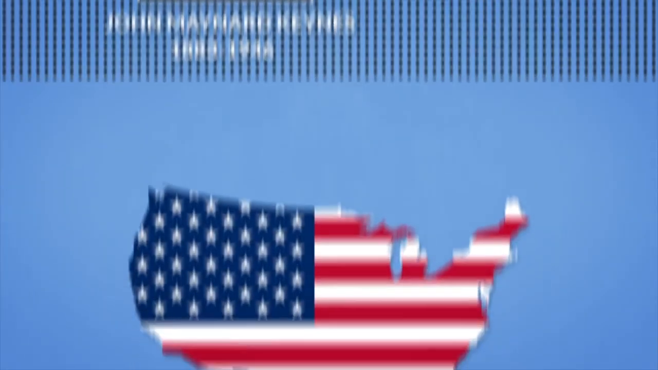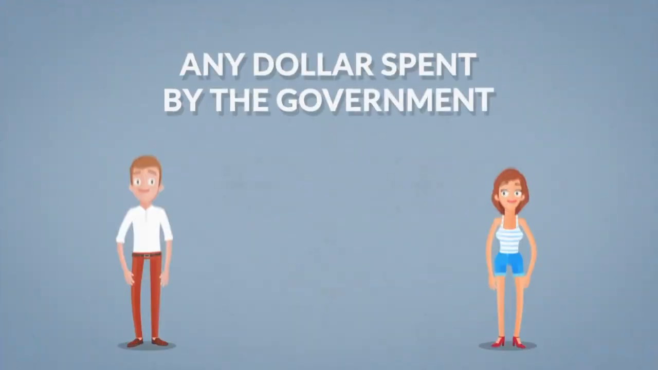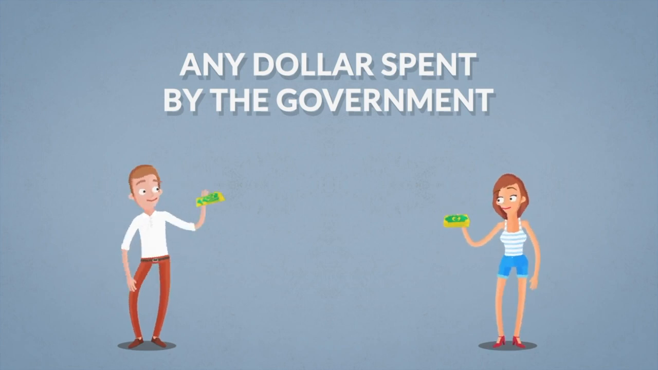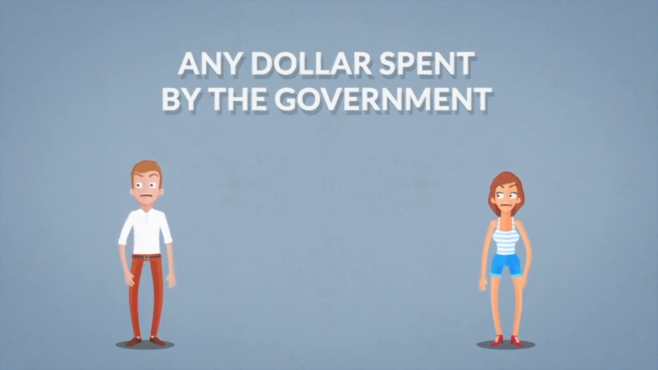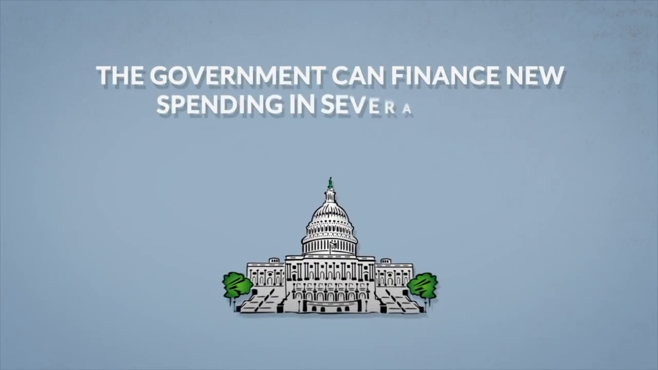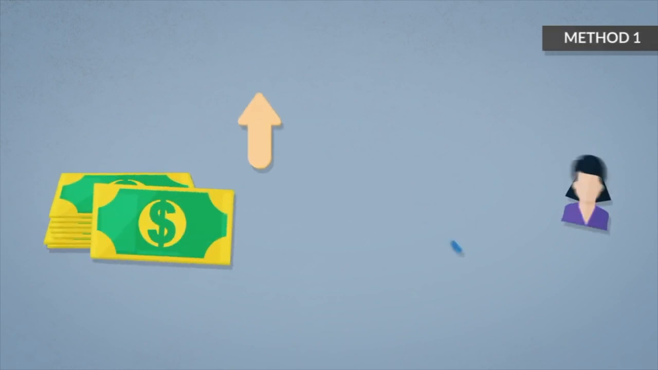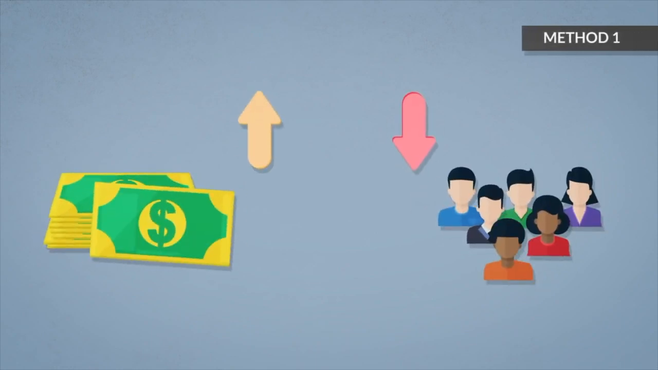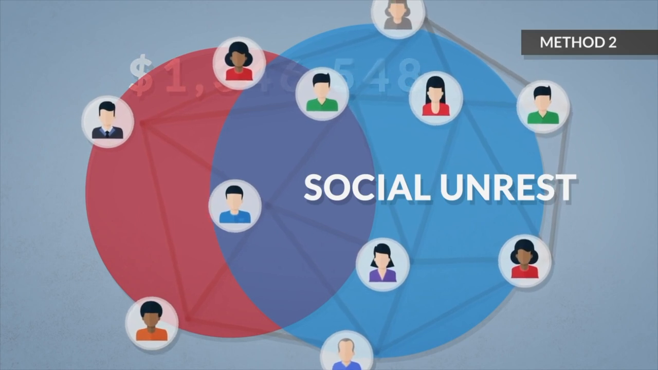Let's look at the case of US dollar creation, as it is a global reserve currency. Many people don't realize that any dollar spent by the government, sooner or later, one way or another, will be taken from the taxpayers' pockets. The government can finance new spending in several ways. Raising taxes is one way to do it, though this method is unpopular. Another option is to cut spending in some sectors, but this can provoke dissatisfaction or even social unrest for the groups cut off from the money faucet.